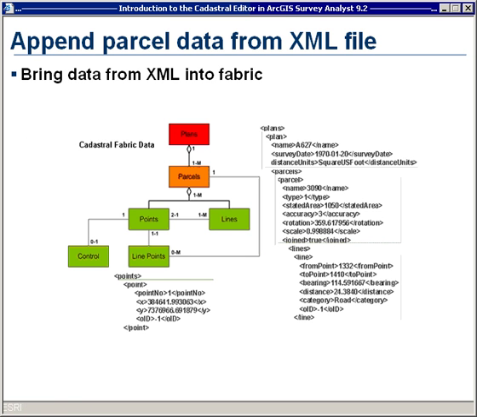When bringing data into the fabric from a Cadastral XML file, it is referred to as appending data, since you are adding or appending parcel data into the pre-existing Cadastral fabric, which usually already has some data in it. Here you can see what the text in the file looks like. The structure of the XML file matches the data storage structure of the Cadastral fabric.